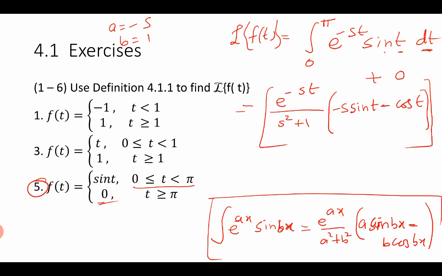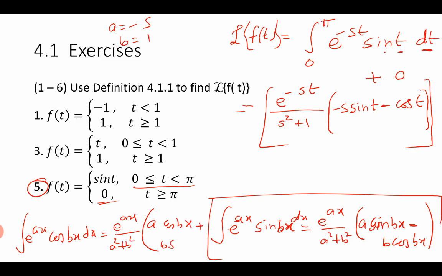This is the formula for e raised to ax and sin bx. In a similar way, we have another formula for integral e raised to ax cosine bx dx, which will be e raised to ax divided by a square plus b square, and here a cosine bx plus b sin bx. That's it.